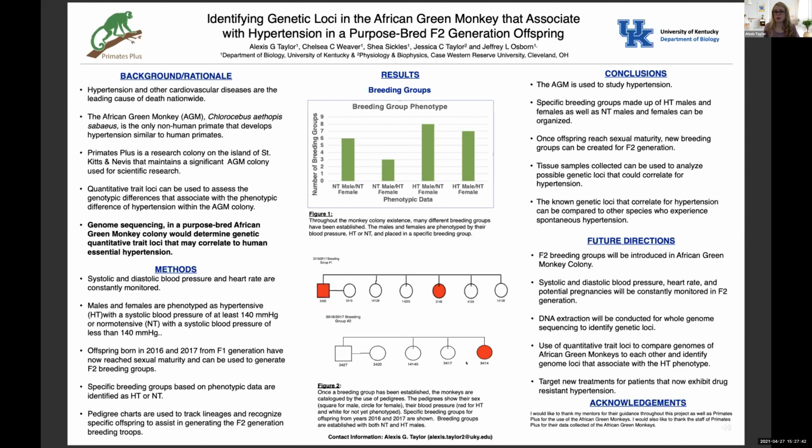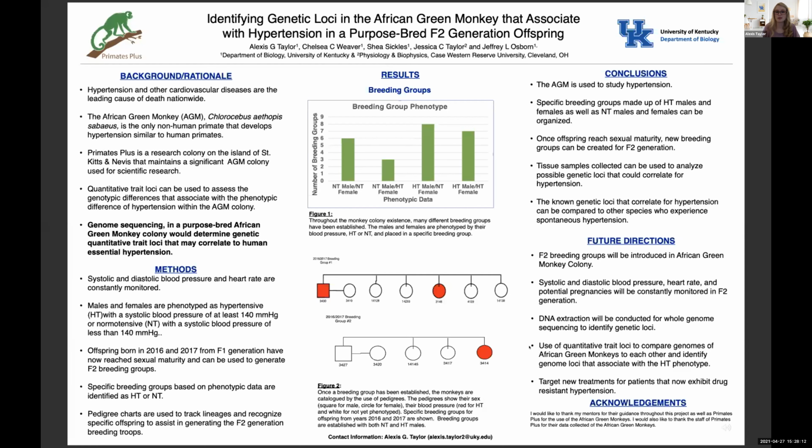So we have 2 different breeding groups. As you can see, our breeding groups are made up of 1 male with several females. The squares represent males and our circles represent females. If they're in red, that means that we phenotyped them as hypertensive. So these have all come from this hypertensive breeding group, right? Because as I mentioned earlier, genetics plays a huge part in this. If both of your parents are hypertensive, you're probably hypertensive as well. The ones that are white are ones that haven't been phenotyped yet, right?